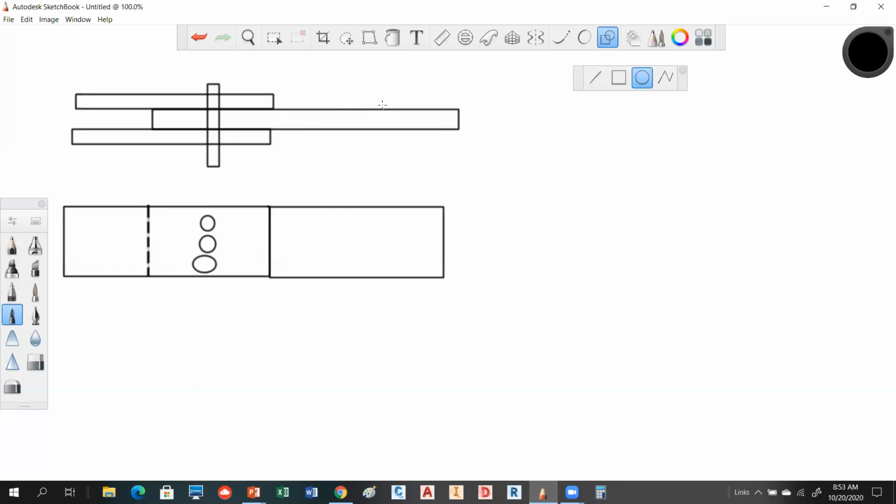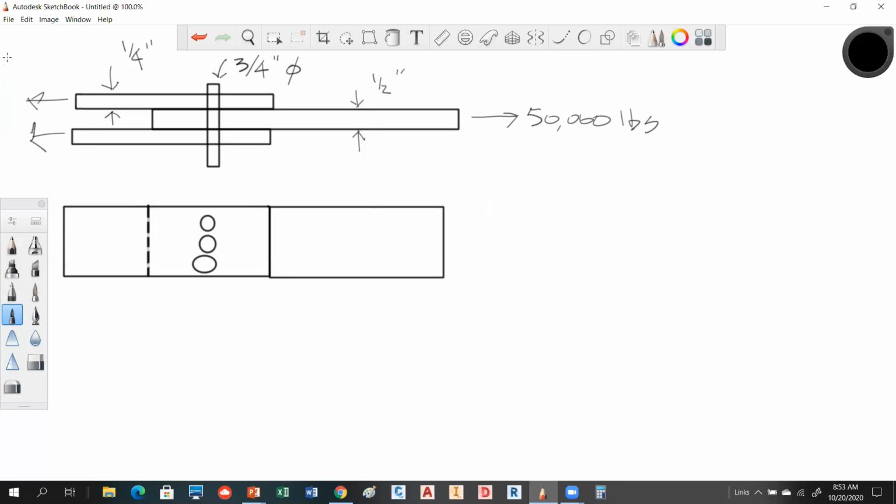So again, we have a 1/2-inch plate here, 1/2-inch plate, and these are a 1/4-inch plate, I believe. This is a 1/4-inch plate. The bolts have a diameter of 3/4 inches. So we're pulling with 50,000 pounds. So this is going to split. Each one of these is going to take half of that. So you got 25,000 pounds in each.